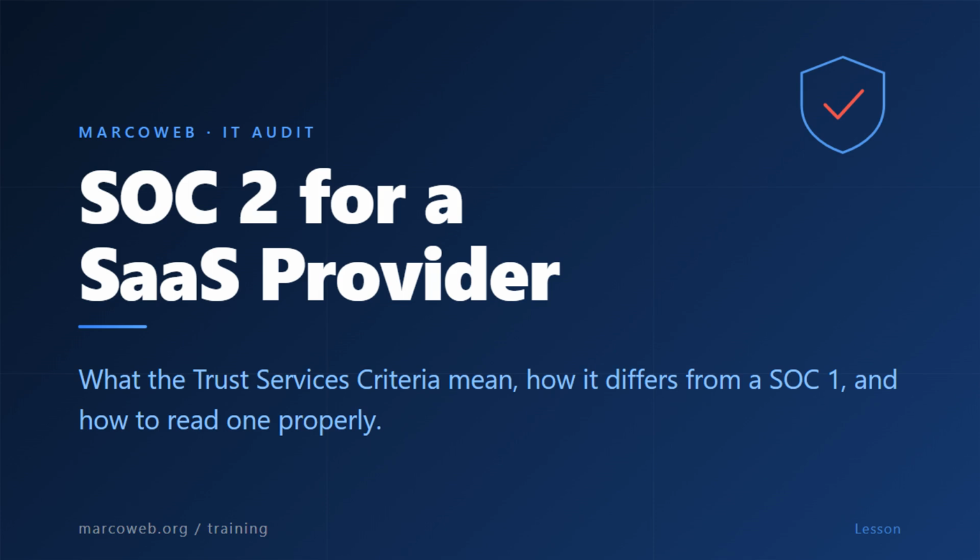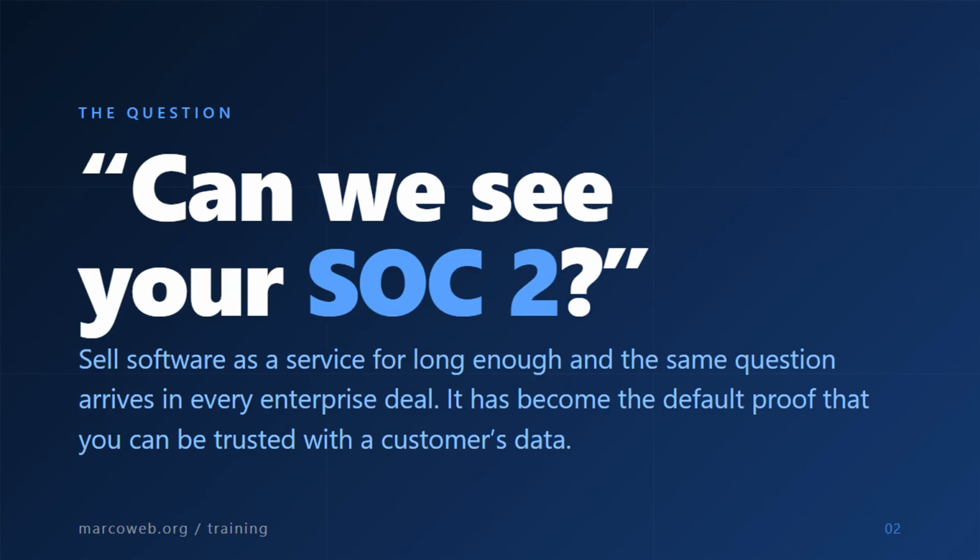SOC 2 for a software as a service provider, the report your customers ask for. Sell software as a service for long enough, and this becomes the report that unblocks every enterprise deal. The question arrives in every deal: can we see your SOC 2? For a SaaS provider, it has become the default proof that you can be trusted with a customer's data, the report that shortens the security questionnaire. It is also widely misunderstood, treated as a badge to display rather than an opinion to read.